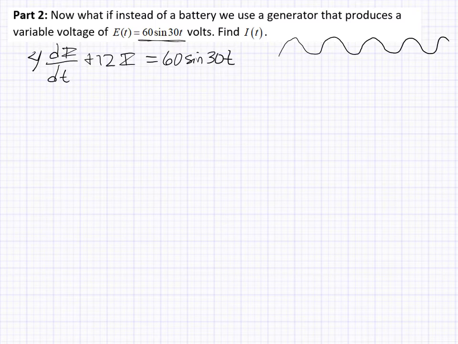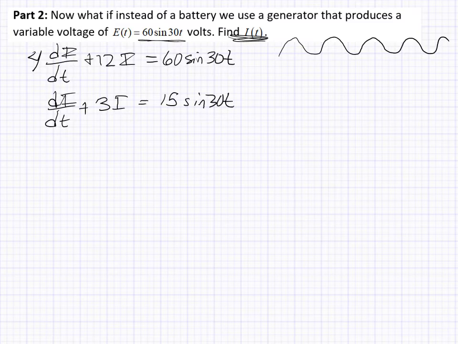Well, it's still a linear differential equation. We're going to get a different I of t, though, to solve this. So what we need to do is put it in standard form, divide by 4. So dI/dt plus 3I equals 15 sine 30t. We're still going to have the same mu, so the mu of t is still going to be exactly the same, e to the 3t.